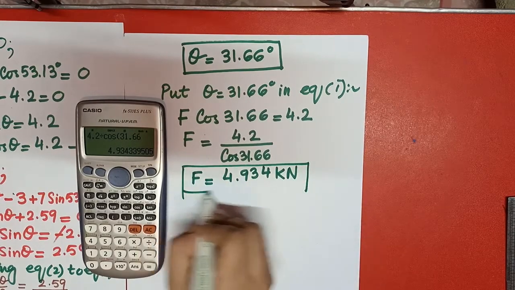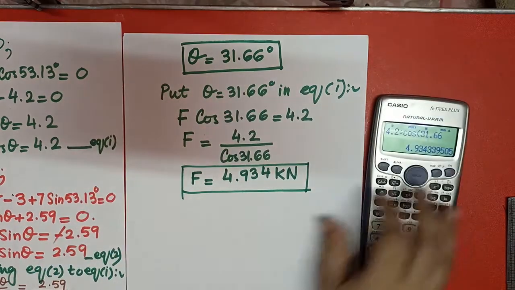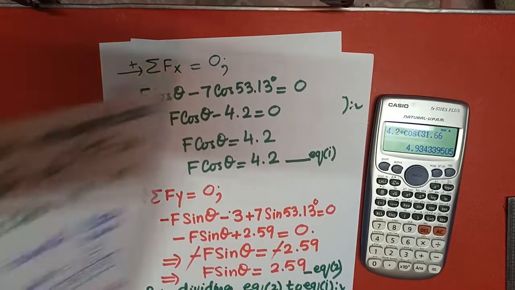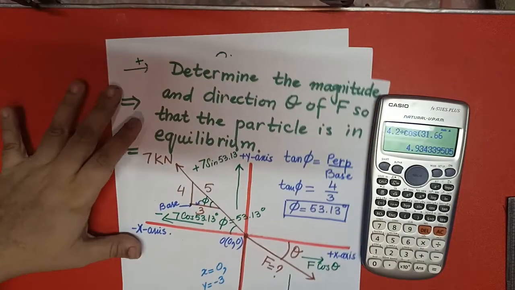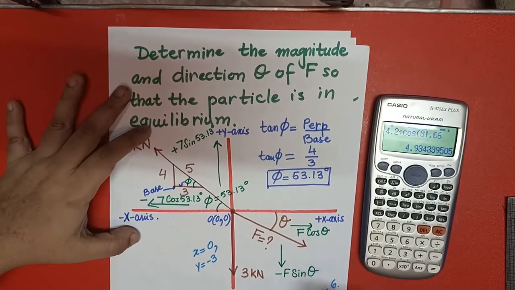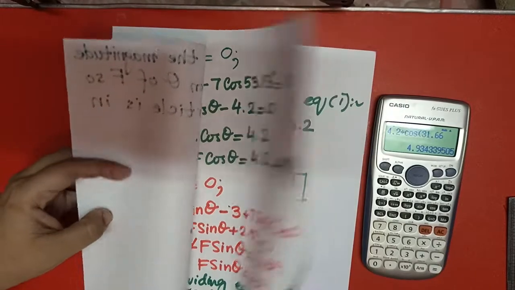This is the way to find out F and theta over here. So you can see that the solution is over. This is the numerical, and we have done it. We have found the force F and theta as well, which is what the question asks. So this will be your answer.